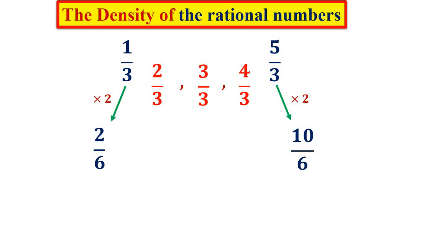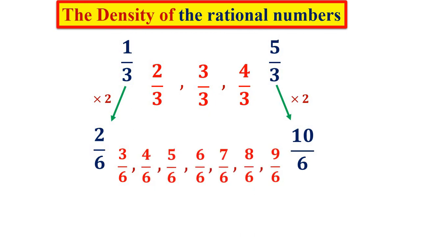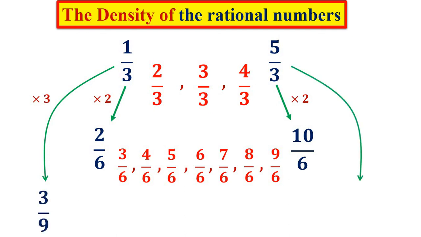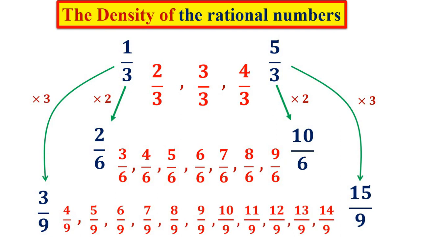Between 2 over 6 and 10 over 6 we have 3 over 6, 4 over 6, 5 over 6, 6 over 6, 7 over 6, 8 over 6, 9 over 6. We have a lot of fractions between 2 over 6 and 10 over 6. 2 over 6 means 1 over 3, and 10 over 6 means 5 over 3. If we multiply by 3 here and by 3 here, the fractions will be 3 over 9 and 15 over 9. Between 3 over 9 and 15 over 9, there are 4 over 9, and a lot of numbers, 5, 6, 7, 8, 9, 10, and so on till 14.